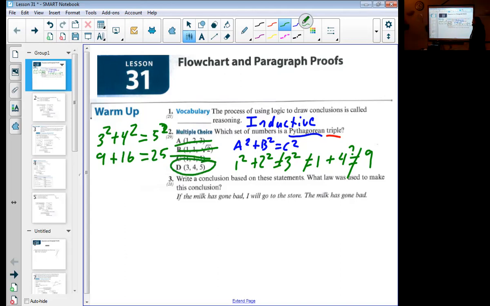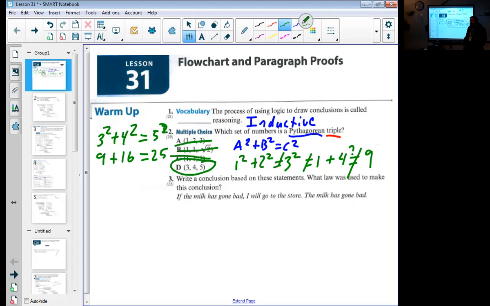Number 3 asks us to write a conclusion based on these statements. What law has been used to make this conclusion? When we're talking about conclusions, there are 2 laws that we can use: law of detachment and law of syllogism. The law of syllogism is where you have 2 conditional statements: if P then Q, if Q then R, and you use that information to give you if P then R.